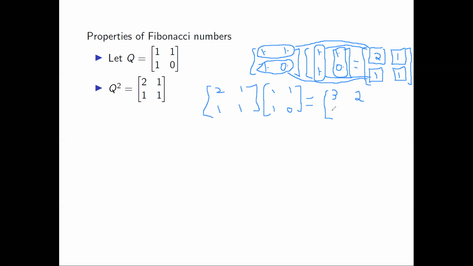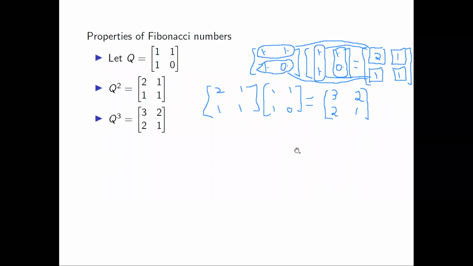The bottom left, to get that, we take the dot product of the second row of the left matrix and the first column of the right matrix. So we get a 1 times 1 plus a 1 times 1. And that gives us a 2. And finally, the last entry of this matrix is the dot product of the second row of the left matrix and the second column of the right matrix. So we get a 1 times 1 plus a 1 times 0. This just gives us 3, 2, 2, 1.